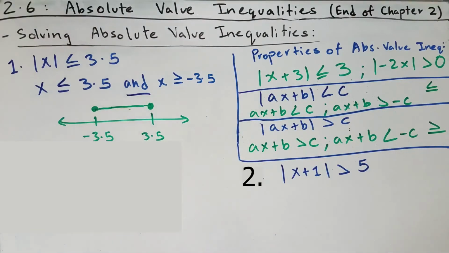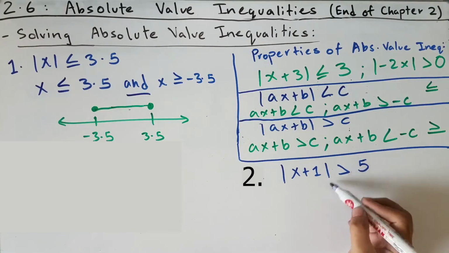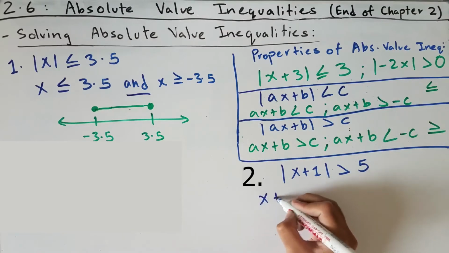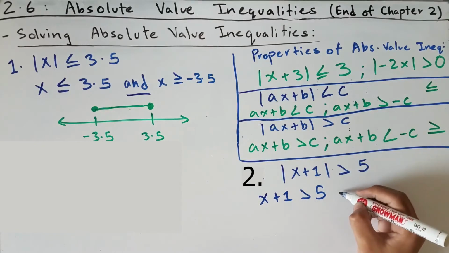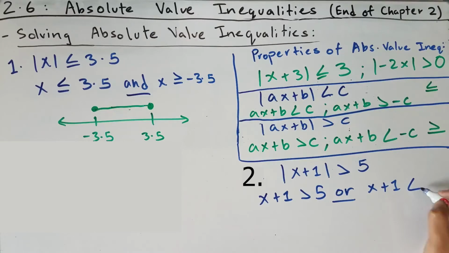Here I have another inequality which says that the absolute value of x plus 1 is greater than 5. From this sign, I know that we're going to apply the second property. So we get that x plus 1 is greater than 5, which is the same as the first inequality. And the second inequality will be an OR inequality, which will give us x plus 1 is less than negative 5. So we have flipped the sign for the 5, so we get negative 5, and therefore we also flip the inequality sign.